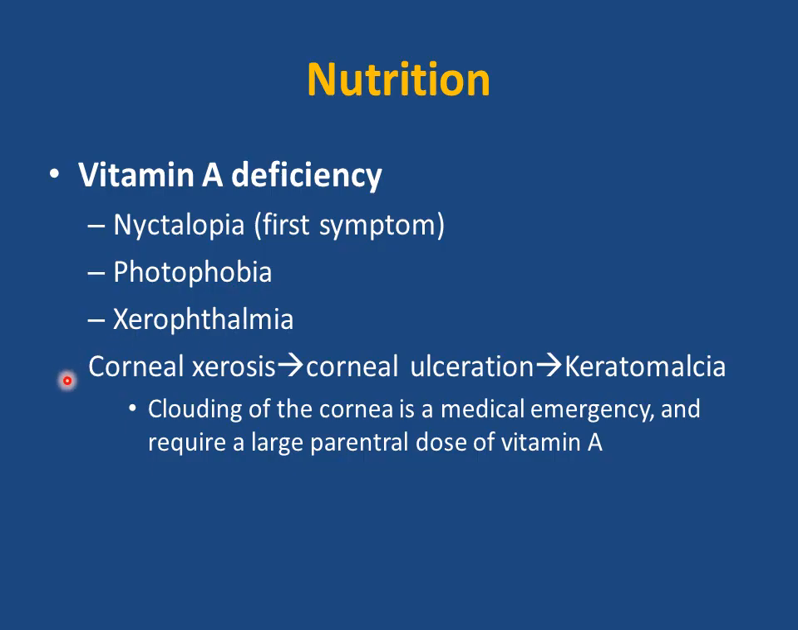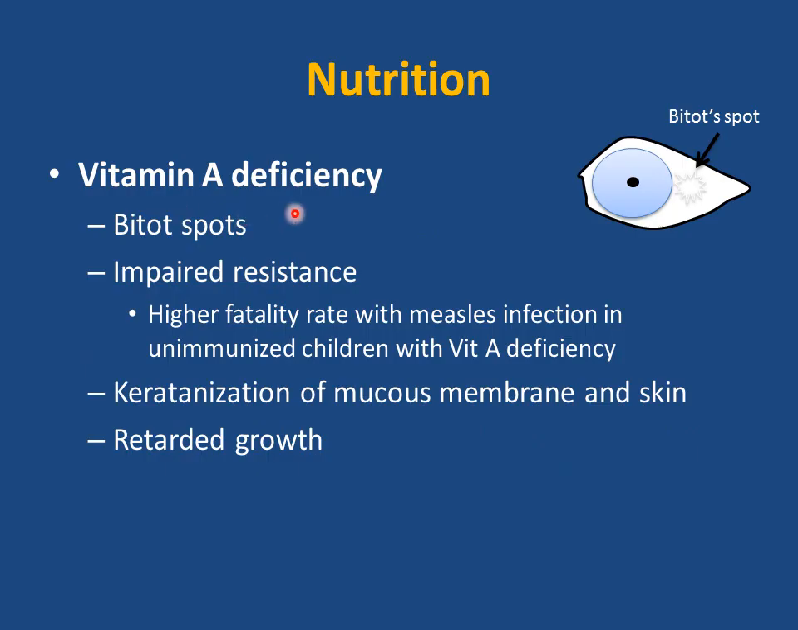If the dryness reaches the cornea, this is really a big problem, and it may cause corneal ulceration. When the cornea becomes ulcerated, it may turn cloudy and become keratomalacia. Clouding of the cornea is a medical emergency and requires high dose IV vitamin A. Your hope when you treat this case is to have partial recovery at this point. Vitamin A deficiency also presents with Bitot spots. Bitot spots are a buildup of keratin located superficially on the conjunctiva.